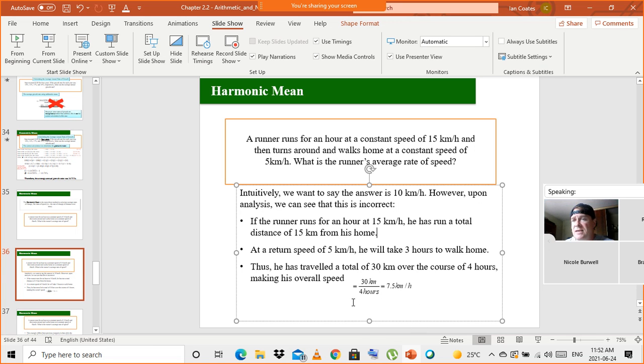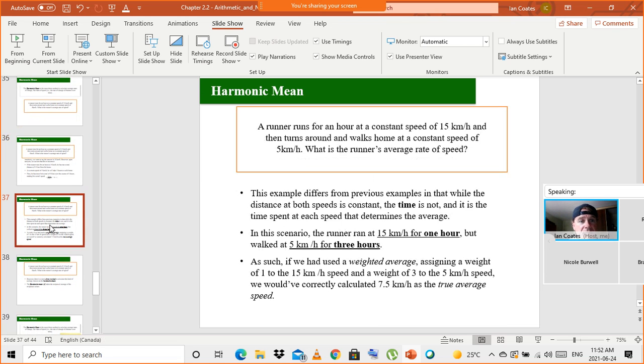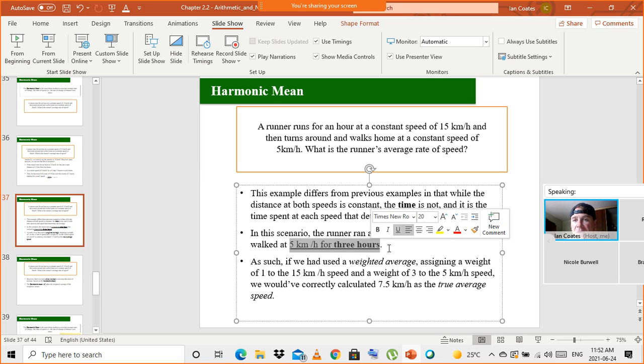To me, this seems the most logical, but there's another way we could do this. In this scenario, the runner ran at 15 kilometers an hour for 1 hour, but walked at 5 kilometers an hour for 3 hours. Well, what if we just use the weighted mean? 15 times 1 plus 5 times 3.